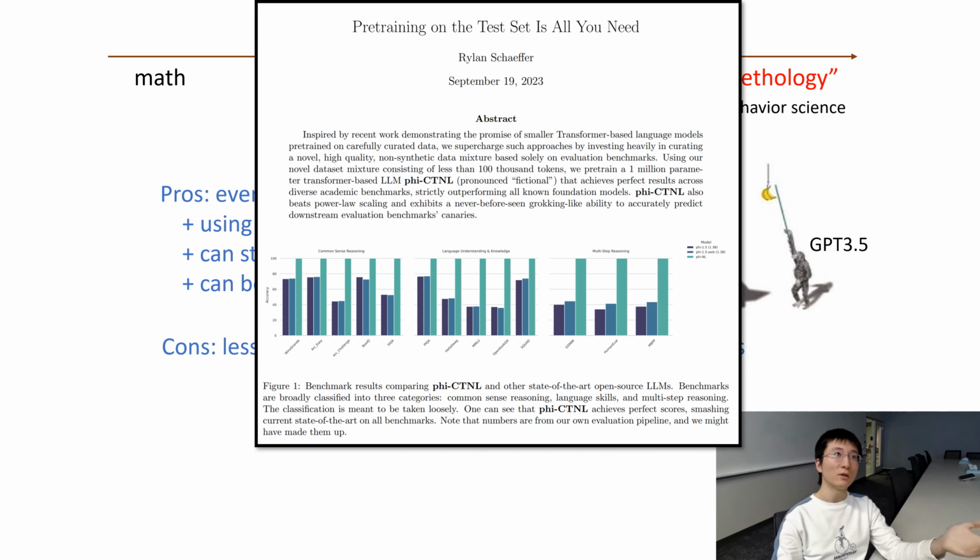There was a sarcasm paper that showed up online about 4 weeks ago that says pre-training on the test set is all you need. This is, of course, a sarcasm. It's supposed to be a joke that says if you put all the test data into the training, you get 100% test accuracy. You even observe a grokking effect. But this is, of course, not what we want, right?